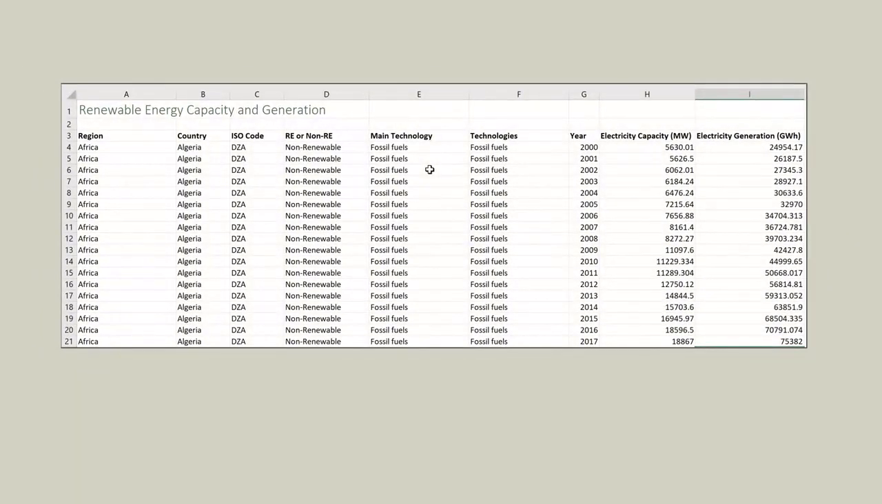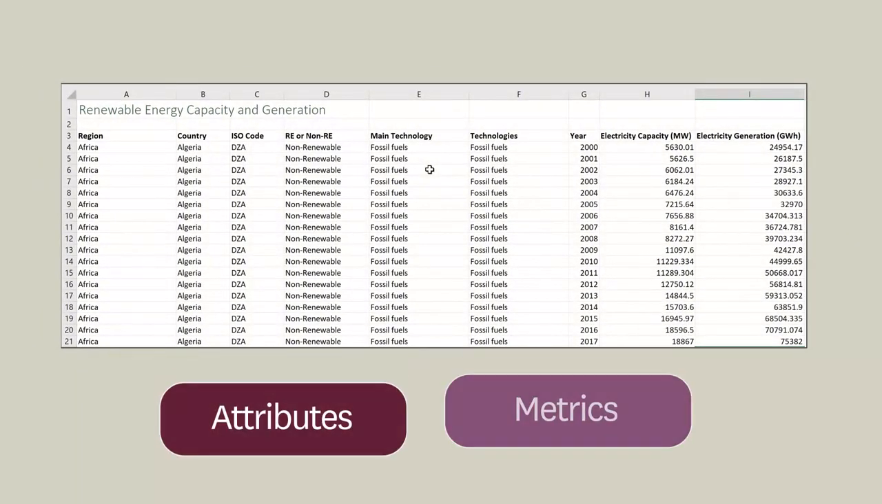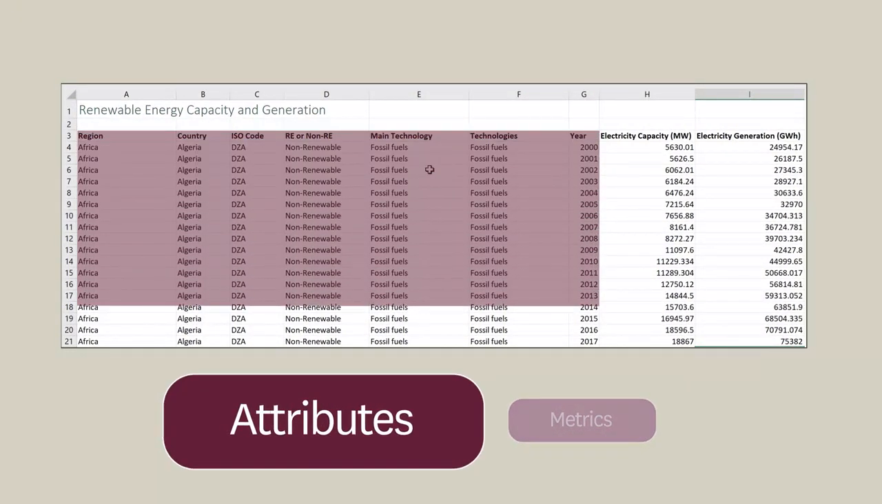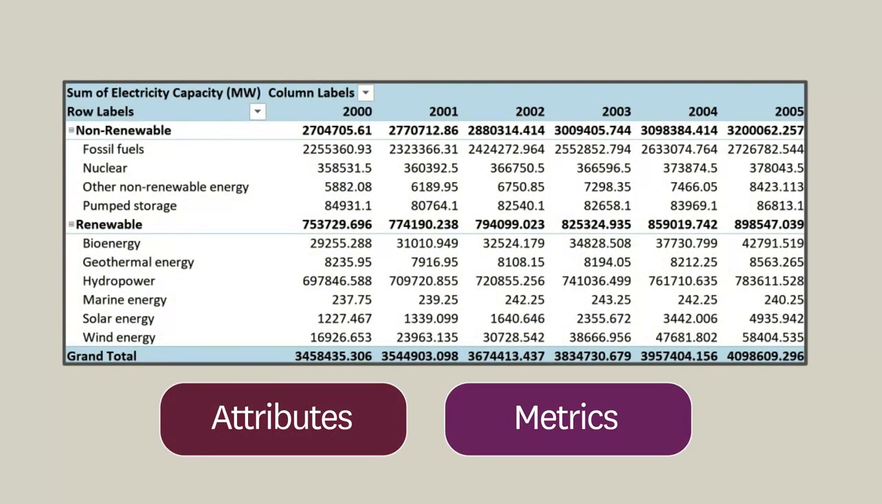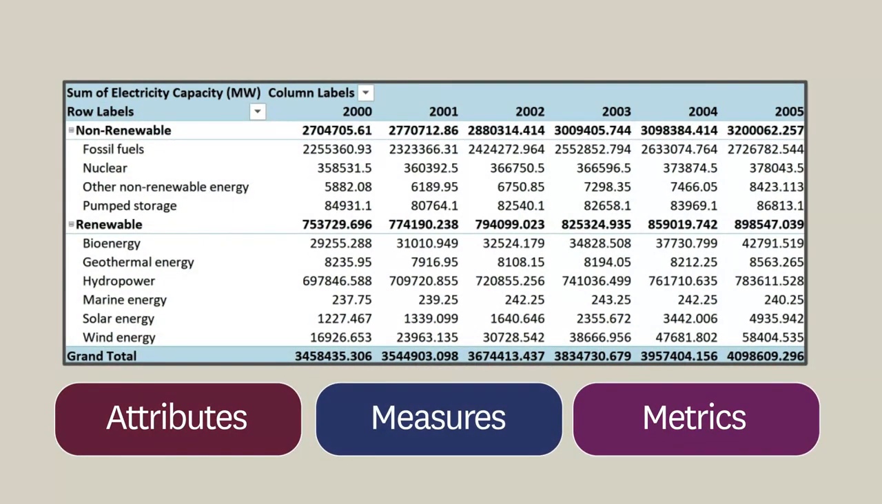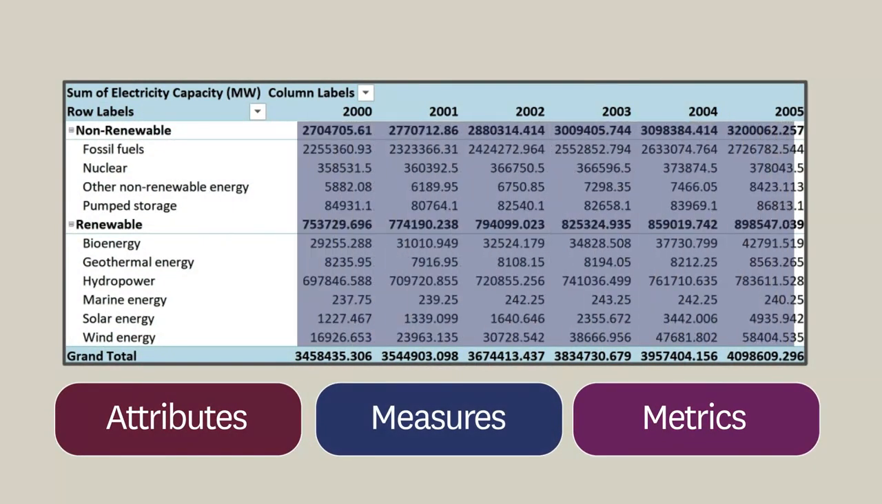Think of our data as containing two key components, attributes and metrics. Attributes are how we categorize data, so region, retailer. These give us the context. Metrics are what we quantify. They're usually the numbers in our data, so things like cost and revenue. Pivot tables then give us a third component, a measure. These are the calculations we perform, like total revenue.